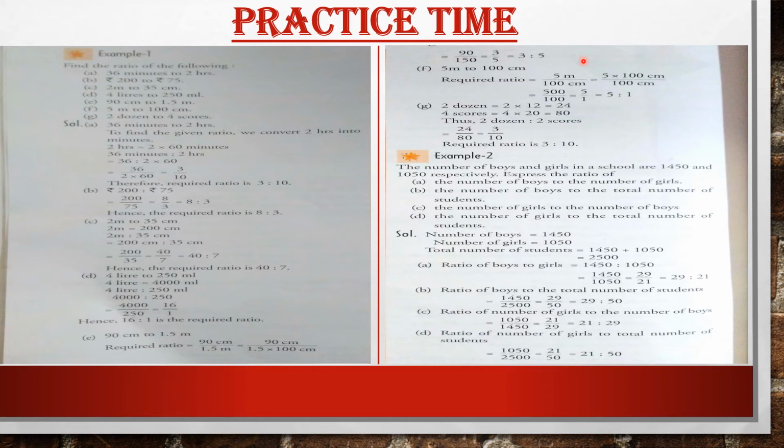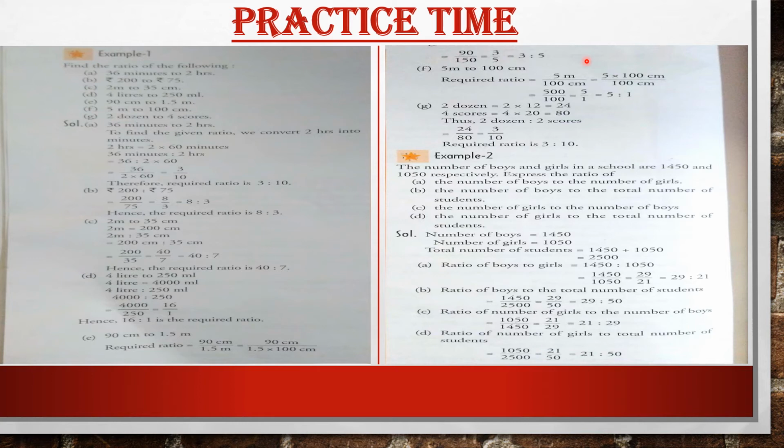0 gets cancelled. We have 9 by 15. Find the simplest form of 9 by 15. HCF of 9 and 15 is 3. So divide both numerator and denominator by 3. 9 divided by 3 over 15 divided by 3 gives 3 by 5. Hence our required ratio is 3:5.